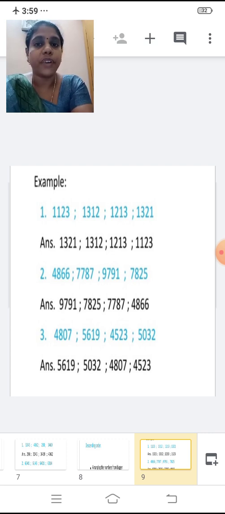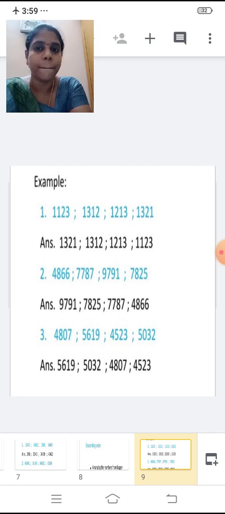4,807, 5,619, 4,523, 5,032. So you're going to arrange this in descending order, right? So which is the biggest number? See the thousands place. In the first number we have 4, second number 5, third number 4 and fourth number 5. So 5 is bigger than 4, right? So now compare the second number and the fourth number. So you have to compare the hundreds place now.